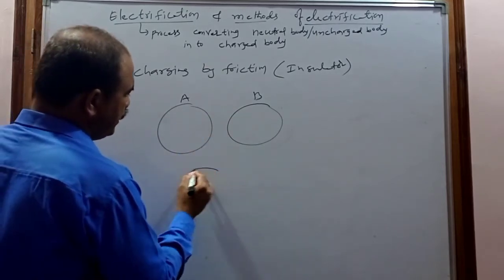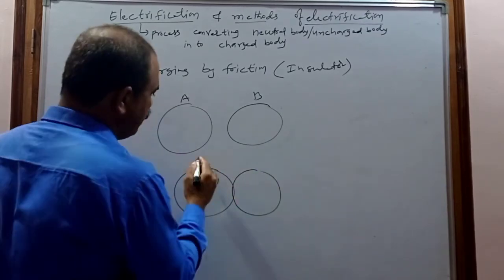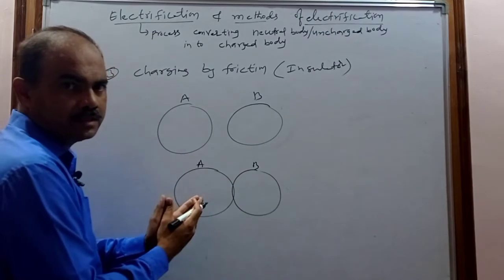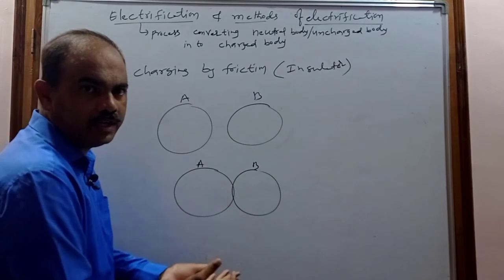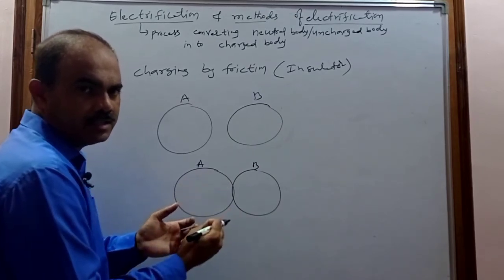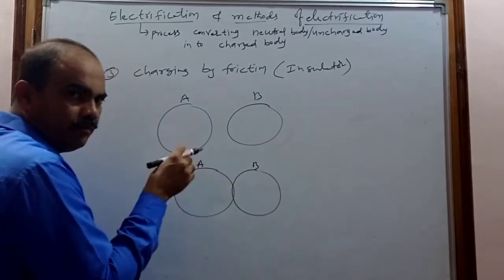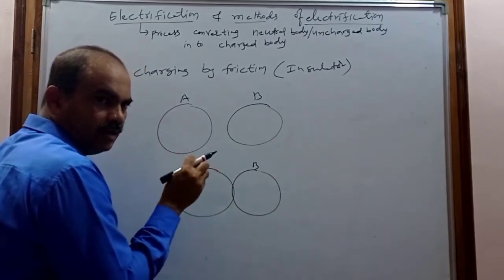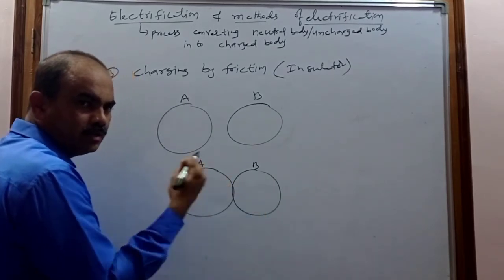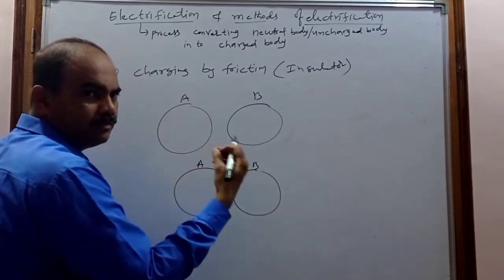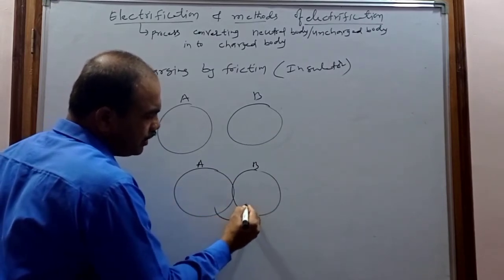When these two bodies are rubbed with each other, friction takes place. Because of this friction, the kinetic energy is converted into heat energy. That heat energy is received by these two substances, but in which? The electrons which are loosely bound receive that energy and are detached from the atoms, and then those electrons can be transferred to the other body.